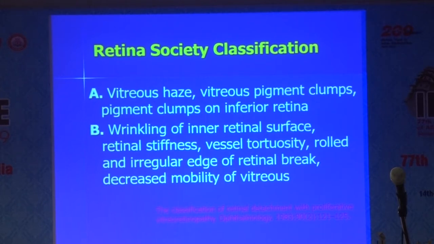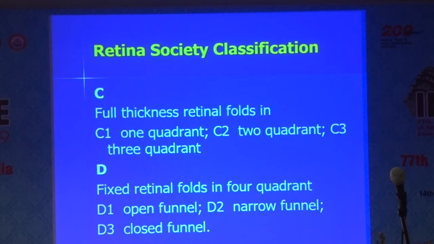And of course, decreased mobility of the vitreous itself. And in C, you have a full thickness retinal fold. If it is in one quadrant, you call it C1. Same way, two quadrants is C2 and three is C3. If all four quadrants are involved, it becomes D. And then there is the funnel, whether it is open, narrow, or a closed funnel.